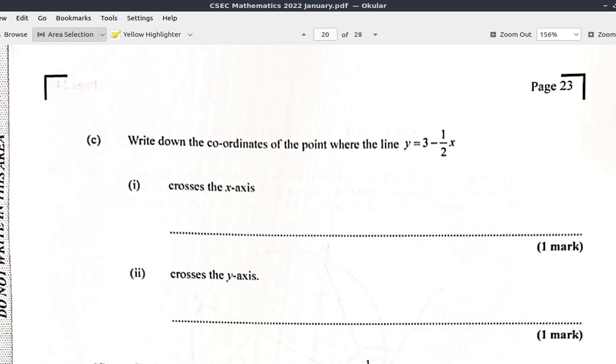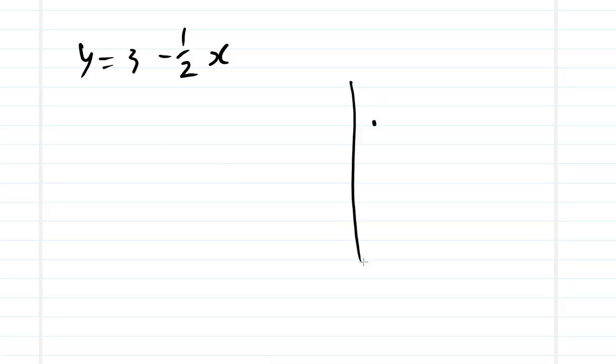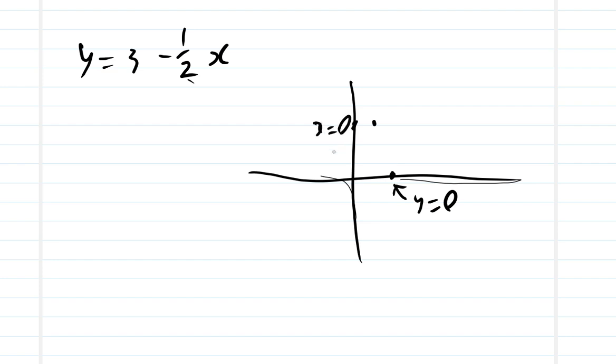the x-axis, the y-axis. Remember, wherever a curve crosses the x-axis is where y equals 0, and where it crosses the y-axis is where x equals 0. Because the equation of the x-axis is y equals 0, and the equation of the y-axis is x equals 0. So where does it cross the x-axis? It crosses at y equals 0. Y equals 3 minus half x. So it crosses it at 3 minus half x equals 0.